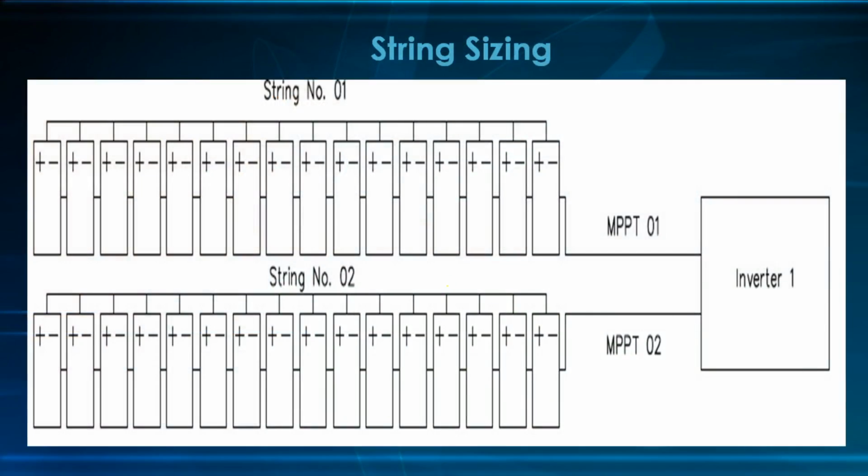Ultimately, in the AutoCAD diagram, we can draw such a diagram where panel number 1, panel number 2, up to panel number 16 are connected in series combination, and their output is given to MPPT number 1. Simultaneously, for string number 2, 16 panels are connected in series combination, and their output is given to MPPT number 2. So likewise we can size the 10 kilowatt capacity of the solar power plant.